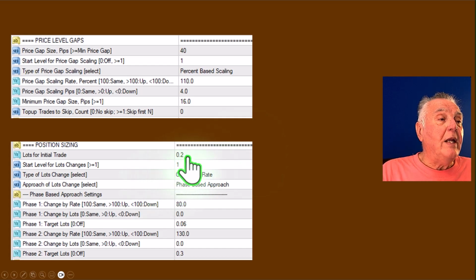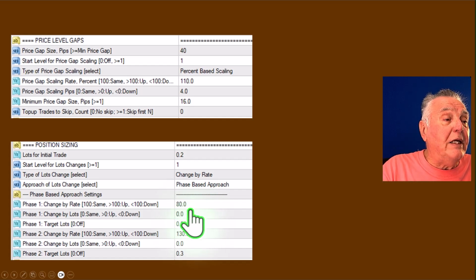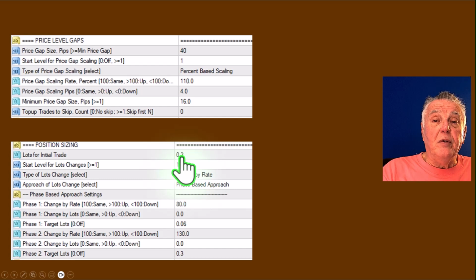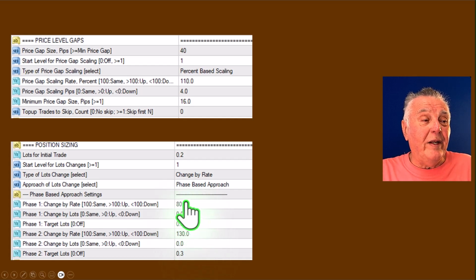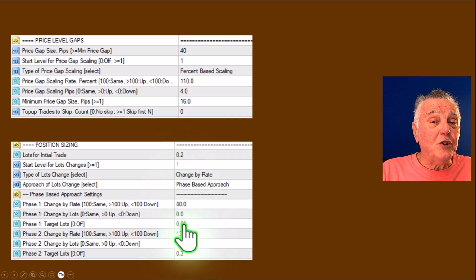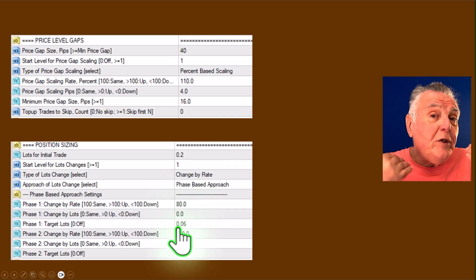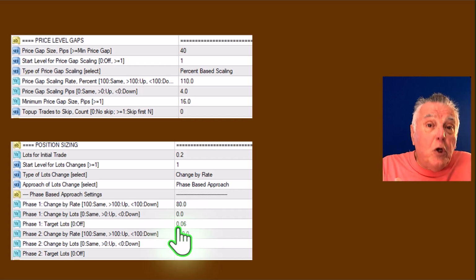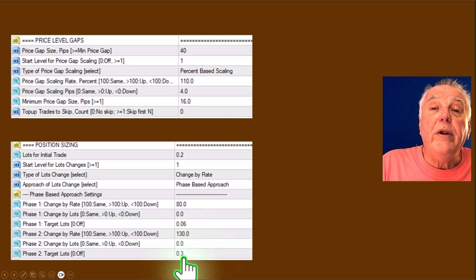That's the starting point. We want to change it, and so we want to do it by 80%. So every time it goes to a new grid level, it will use 80% of the original lot sizing. So 80%, then the next one will be 80% of that one, and so on, until the lot sizing in this example reaches 0.06. So it goes from 0.2 to 0.06 because it's decreasing. But it says once you've reached 0.06, you start increasing the lots. So in this case, it increases by 130% until it reaches 0.3.